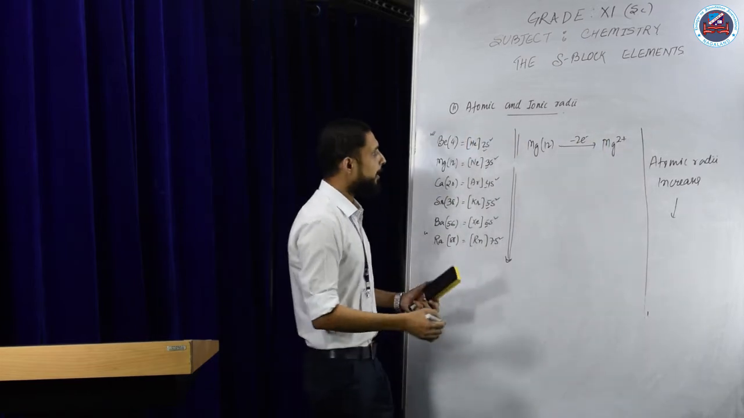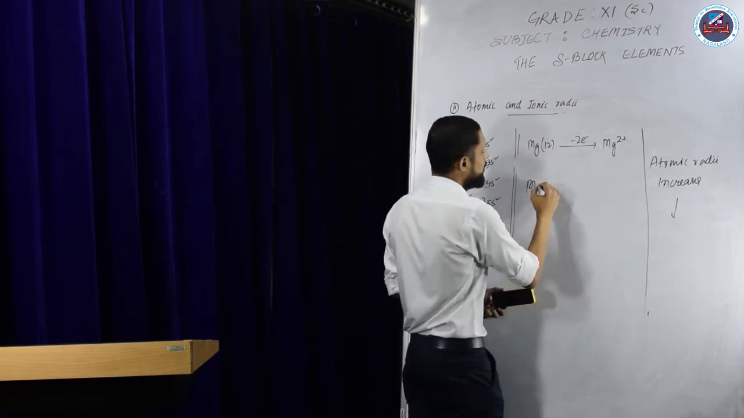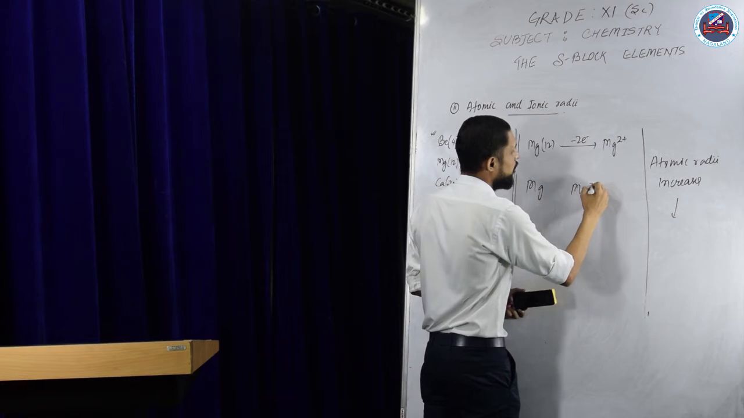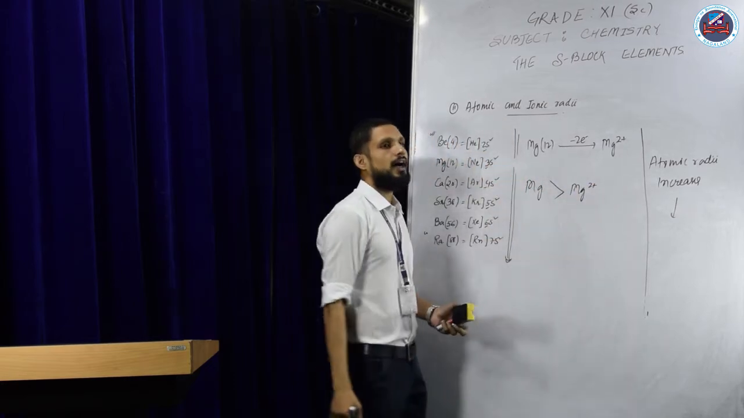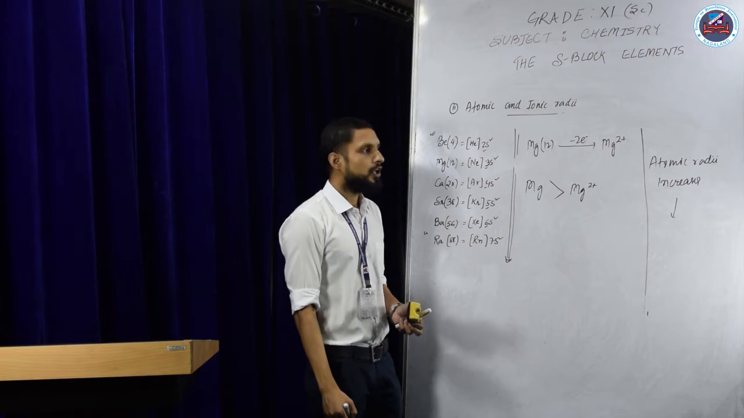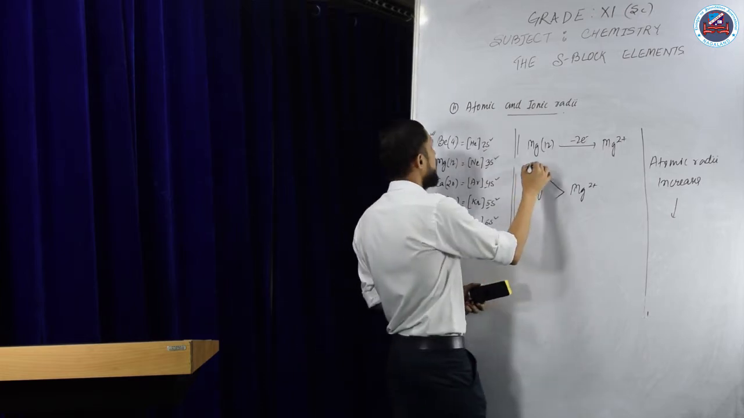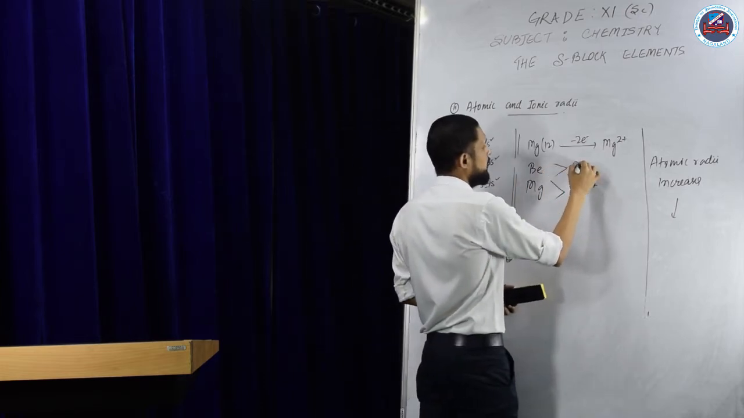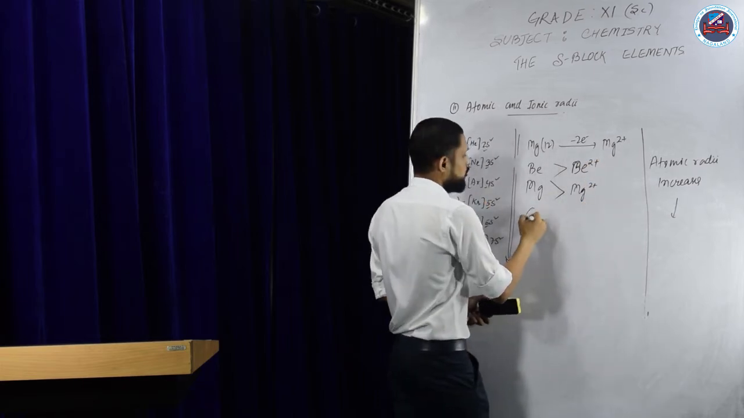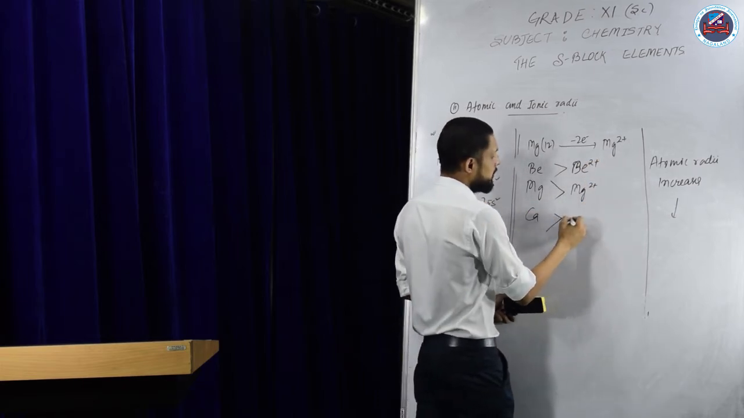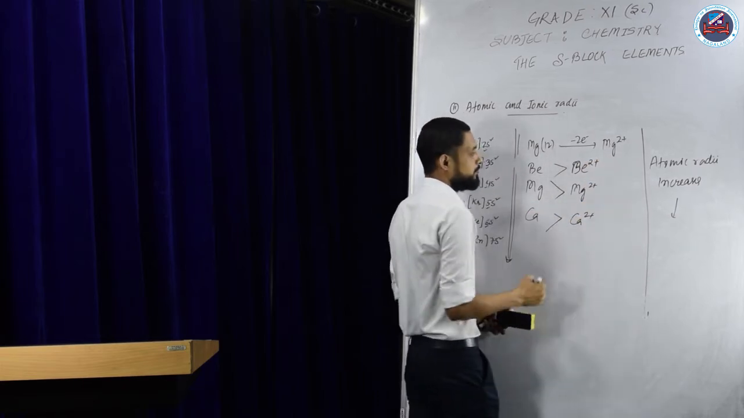So if we compare the atomic radii and ionic radii of group 2, the atomic radii is always longer than the ionic radii. Similarly, the atomic radii of beryllium is longer than the ionic radii of beryllium. Atomic radii of calcium is longer than the ionic radii of calcium.